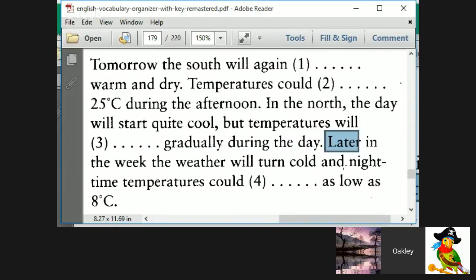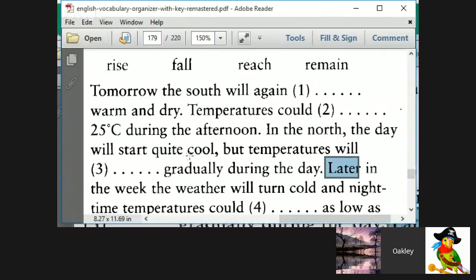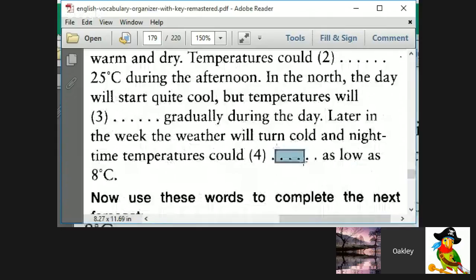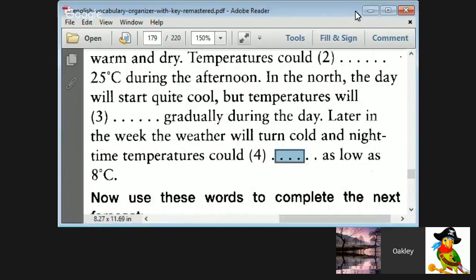Later in the week, the weather will turn cold, and nighttime temperature could fall as low as 8 degrees Celsius. That's it. Very good. Okay, we're out of time.